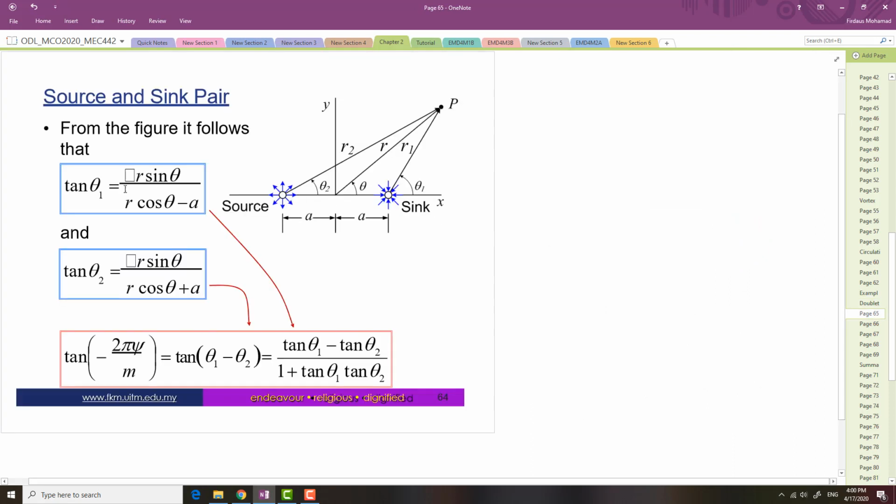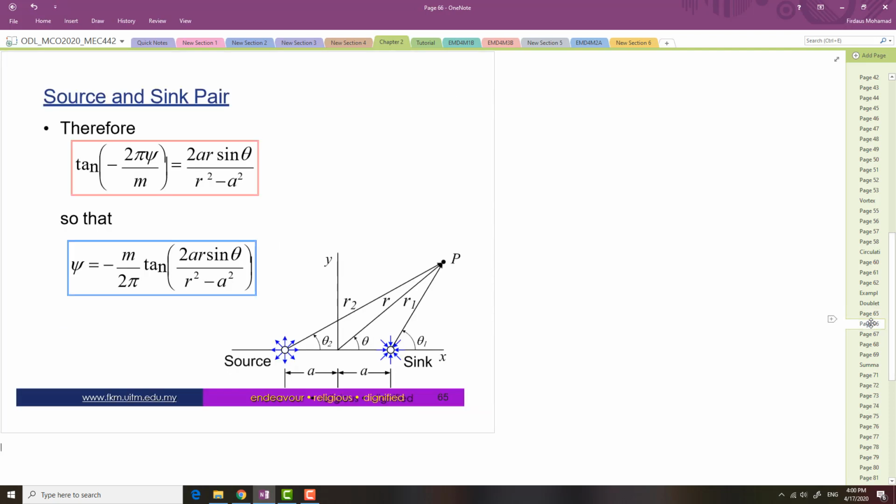Okay, so basically this is what has been discussed before, how to obtain tangent theta 1 and tangent theta 2. And then on the next slide, after simplifying, we get this equation: psi equal to negative m over 2 pi tangent inverse of 2ar sine theta over r square minus a square. Okay, so next slide.